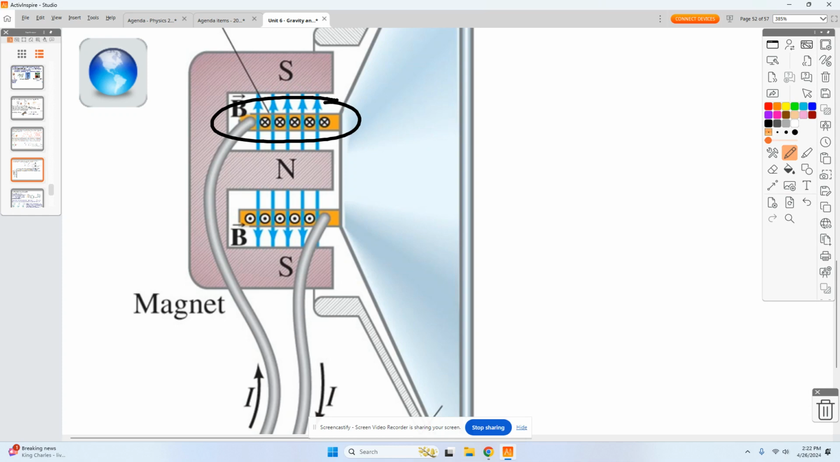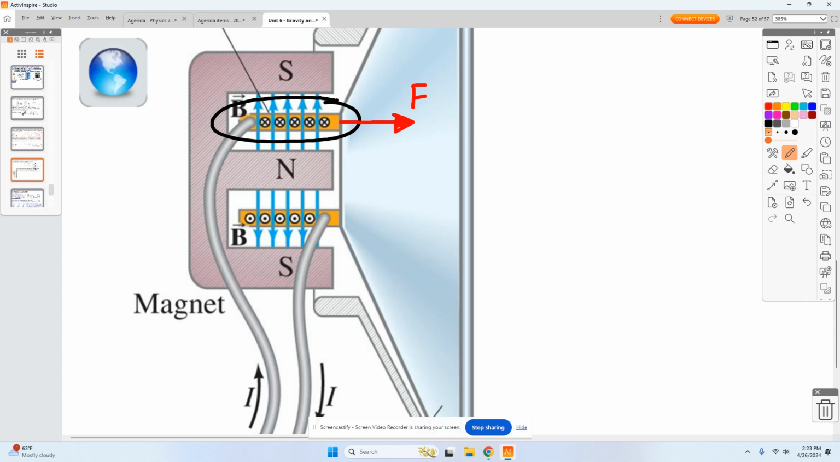It's to the right. If you don't see that, I'm going to show it to you. It's to the right. So I take my fingers and put them in the direction of I. Would you guys agree my fingers are going to go into the board like this? I have to curl them in the direction of B. I see that B points up at that point. So I curl them upward. My thumb points to the right. So this portion of that cone is being pushed this way with a force.